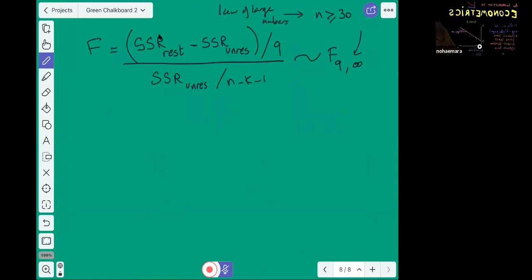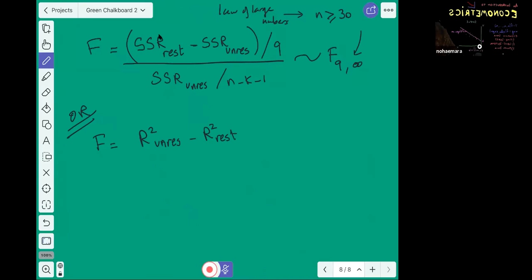Okay, there is also an equivalent way. If I want to write it in terms of the R square, and for some reason this is more famous, where people use the one that has the R square in the formula. So it's R square unrestricted minus the R square restricted.